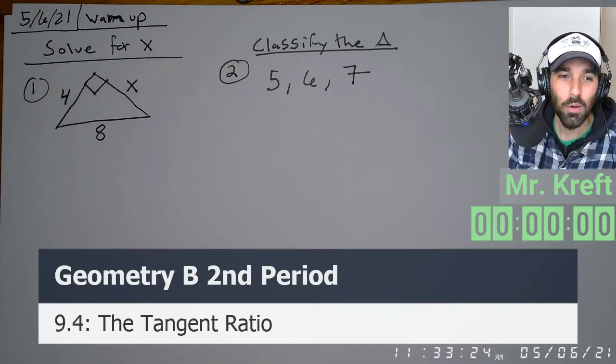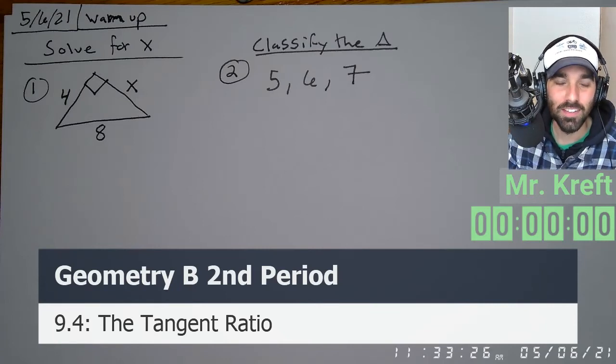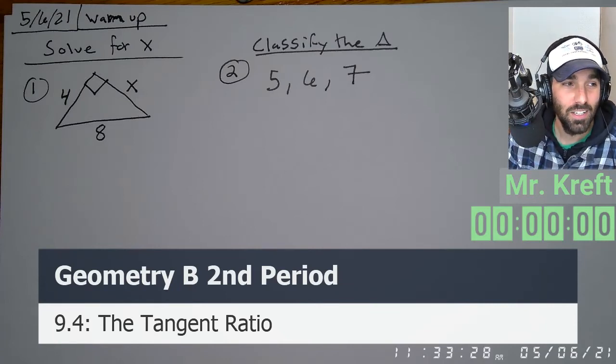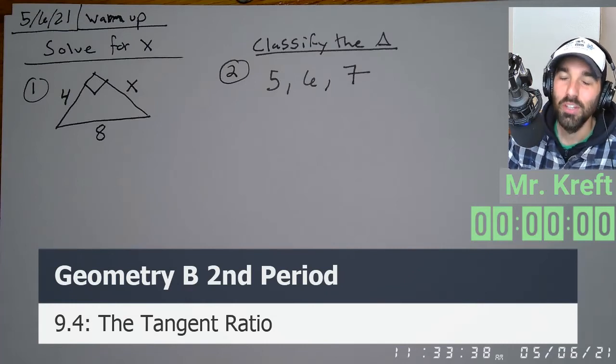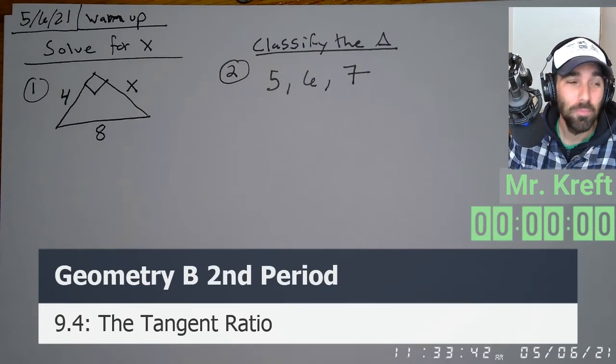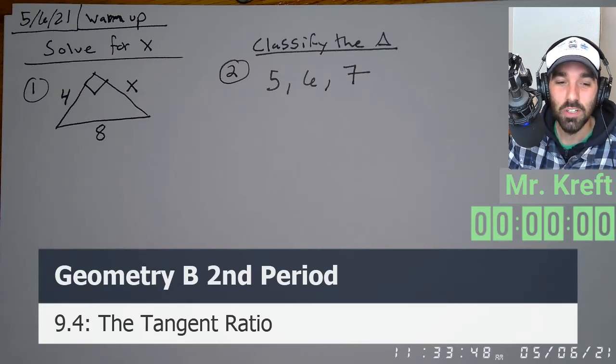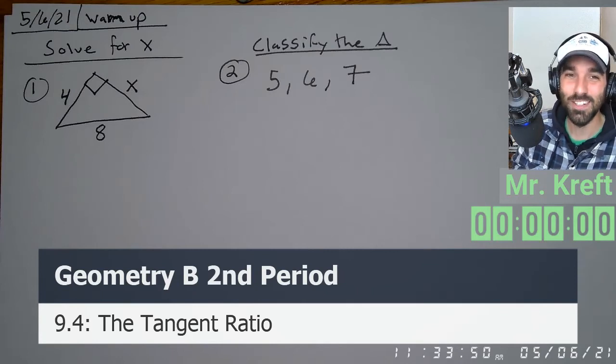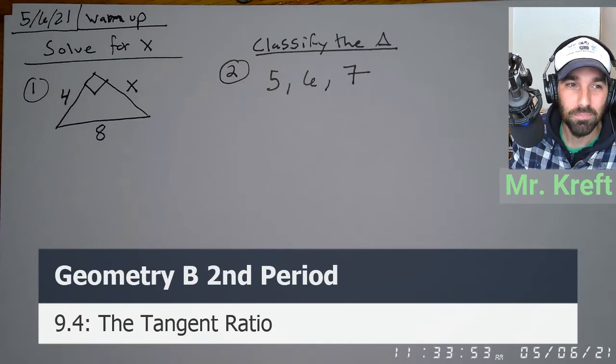All right, guys, let's go over these warm-up questions and let's dive into the tangent ratio. And it's really exciting, guys. So remember last class we talked about how triangles are actually circles and circles are actually waves. So we're going to be starting that today. We're going to be talking about how triangles are actually circles and circles are actually waves, and it's really cool, and it's called trigonometry, and we're going to get that started today, and I'm really excited about it.